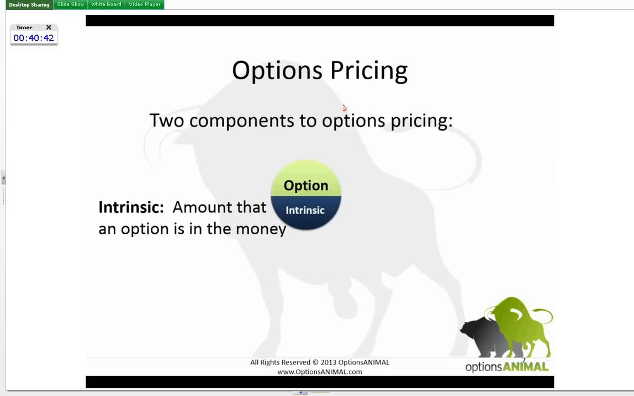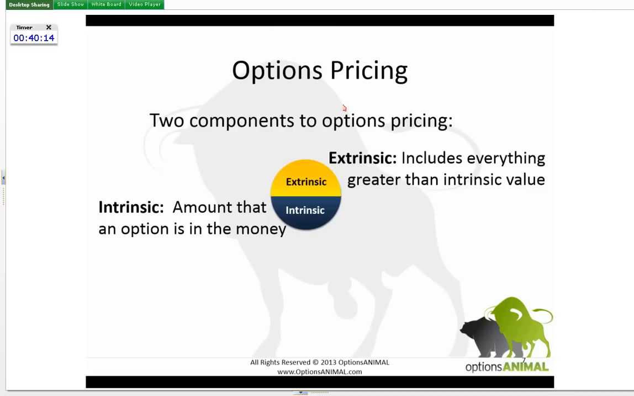For example, if you had a stock trading at $100 and you owned a call at 95, that gives you the right to buy the stock at $95. If the stock is trading at 100, the intrinsic value is exactly $5. The value of that option is at least $5. In fact, it's probably worth more than $5. But that extra value is the extrinsic value. It's everything greater than the intrinsic value.